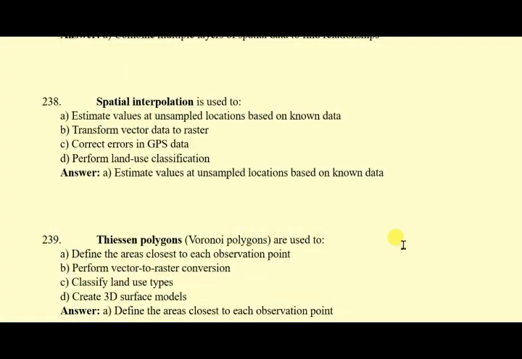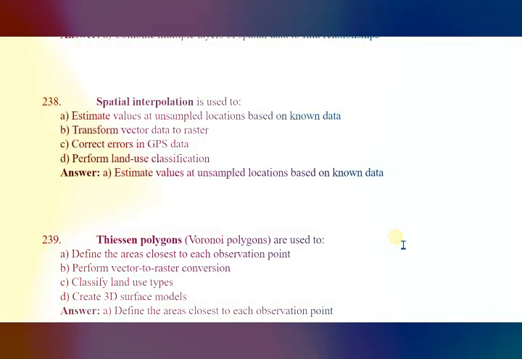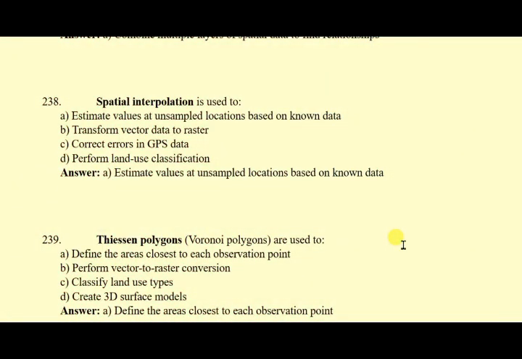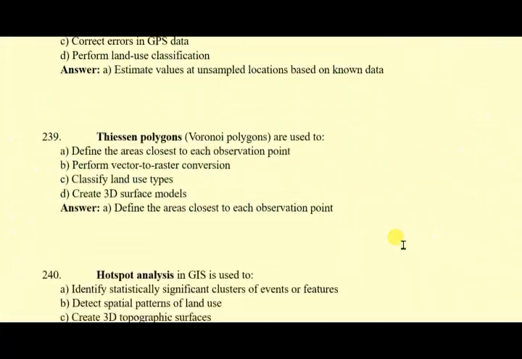Question 238. Spatial interpolation is used to estimate values at unsampled locations based on known data, transform vector data to raster, correct errors in GPS data, perform land use classification. Here the correct answer will be estimate values at unsampled locations based on known data.